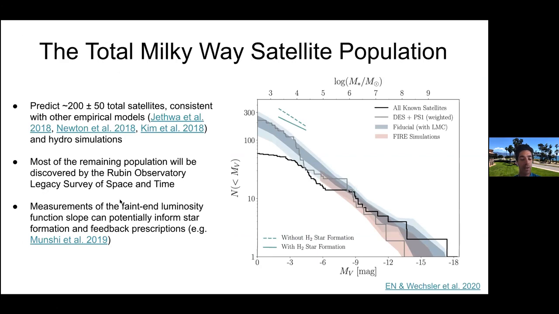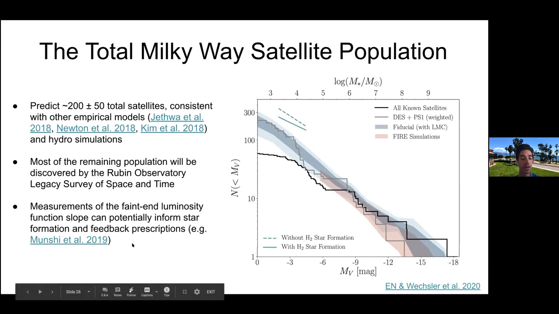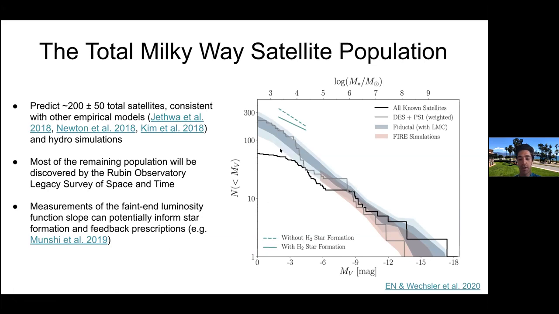And I think an interesting point is that this faint end luminosity function slope, as was shown in this really nice paper, Munshi et al., basically the star formation and feedback prescriptions that you assume in hydro simulations can really influence the luminosity of galaxies at these very faint scales and therefore their abundance. So I hope that these measurements that we're making can actually start to differentiate between such models.